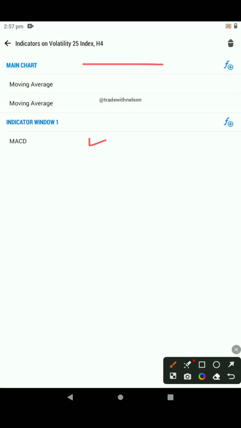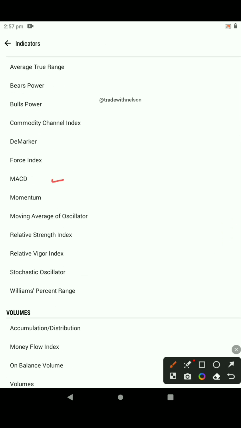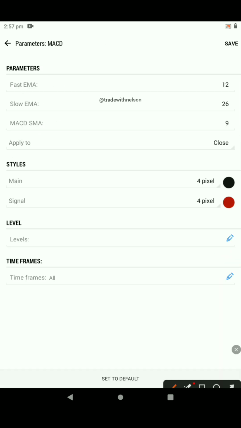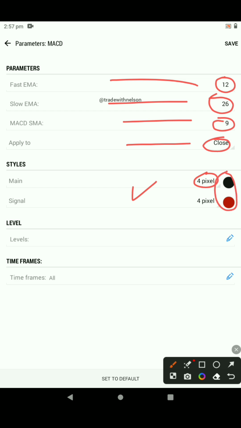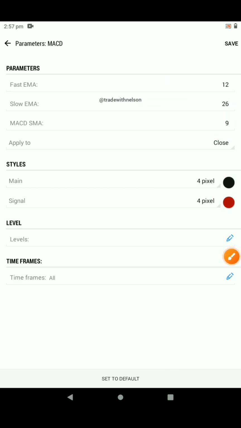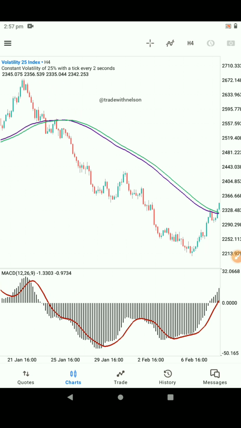For the MACD, click on the F icon on the main chart again, scroll down a bit. This is MACD, click on that. Make your fast EMA 12, slow EMA 26, MACD SMA 9, apply to close, style 4 pixel and select a color of your choice. After that, click on save. If you follow my settings correctly, your chart should look exactly as what you see over here.